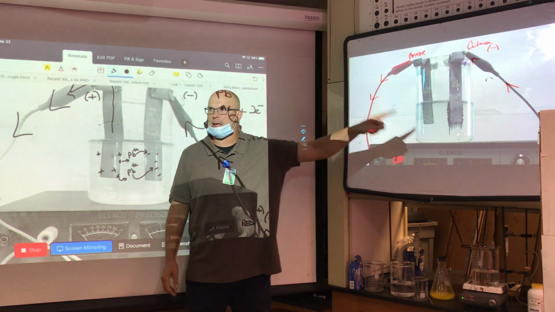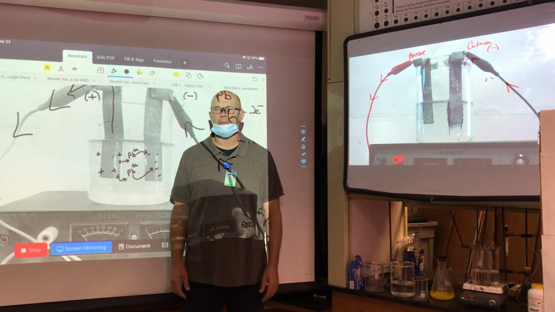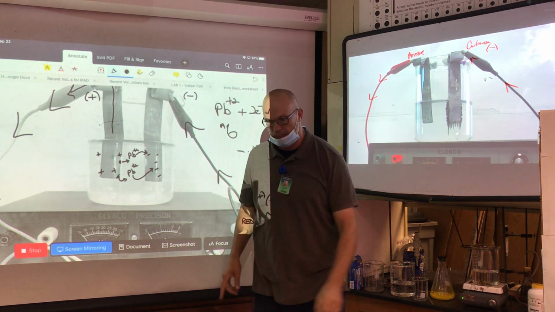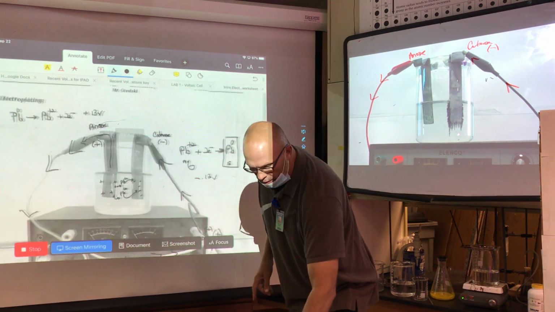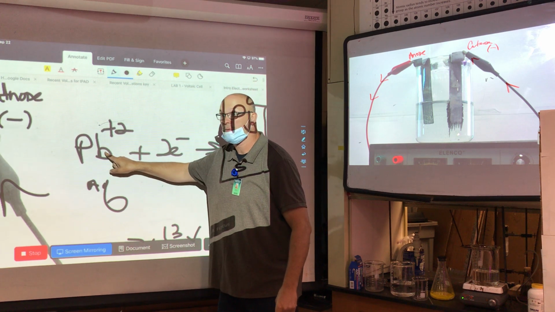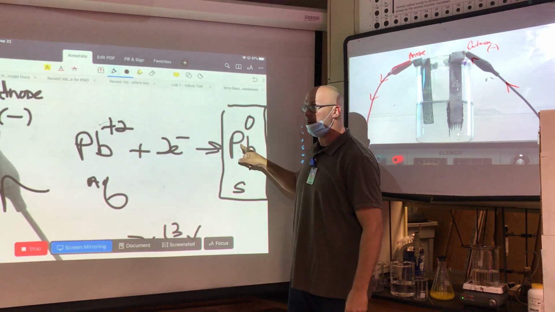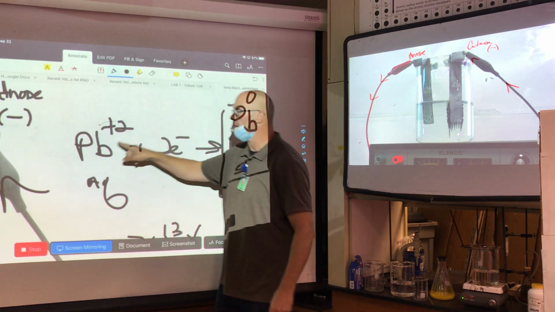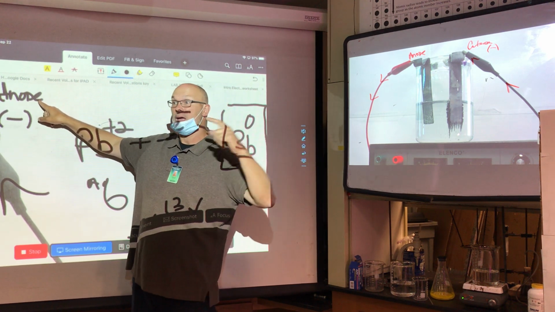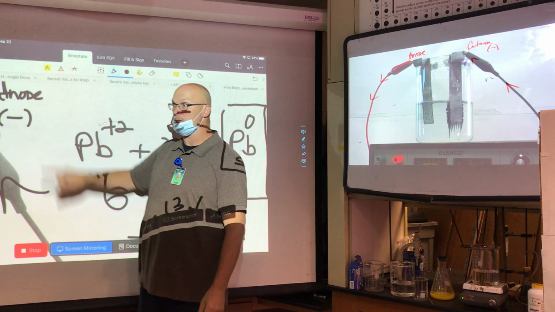Plating occurs at the cathode. Why? Because that's the place where you have reduction. That's the place where you're going to gain charge from a metal ion who's free to become solid metal. This occurs at the cathode in electrolysis, electroplating, and in voltaic cell, always.